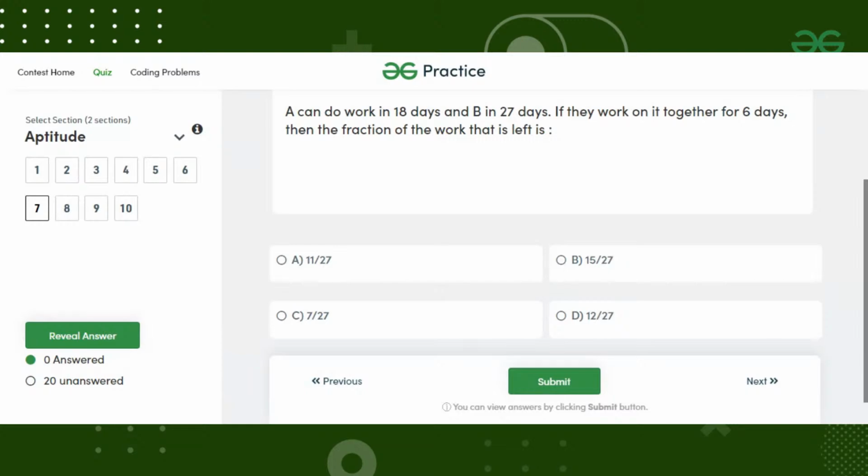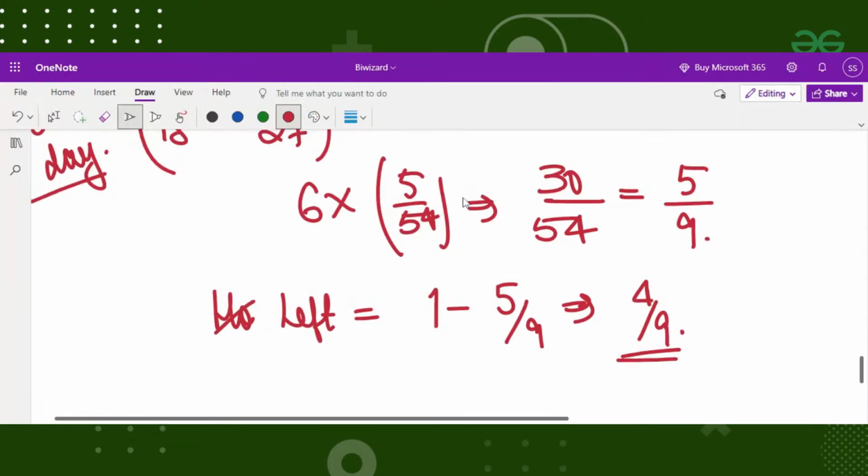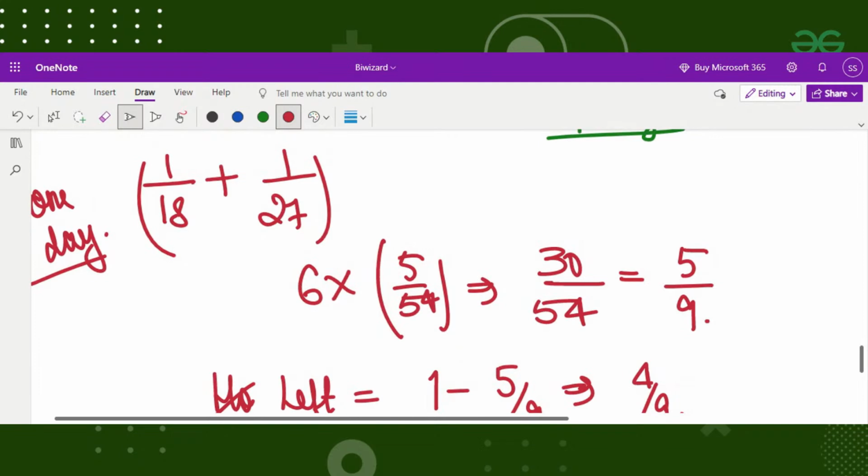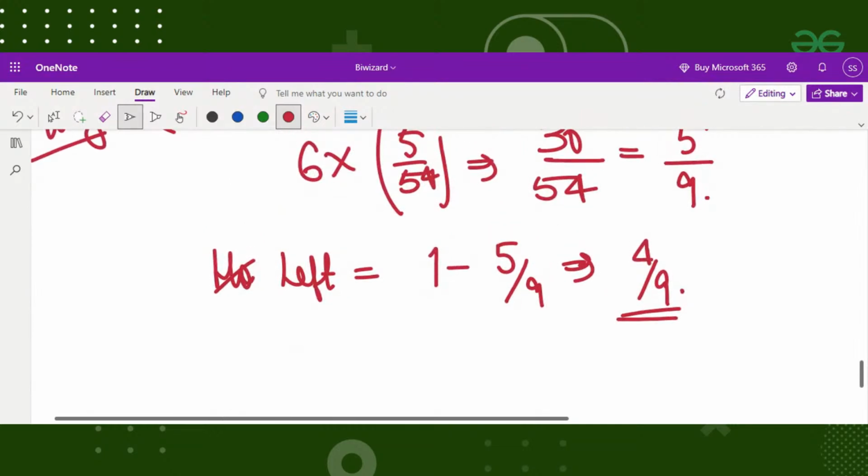Now how can we write 4 by 9? If you look at the explanation tab, what I've done here is, first of all, in one day they will be able to complete 1 by 18 and 1 by 27 work together, right? So that's why the plus symbol. In 6 days, how much work they can complete is 6 into 5 divided by 54. All right, so it will be 5 by 9.